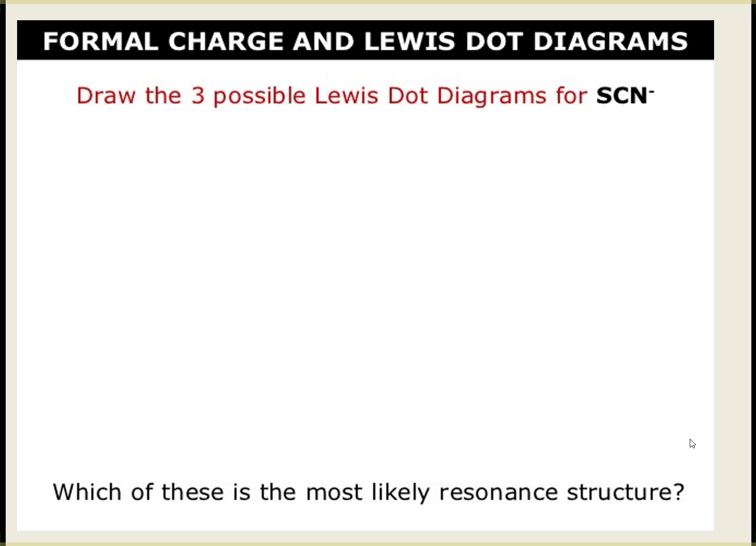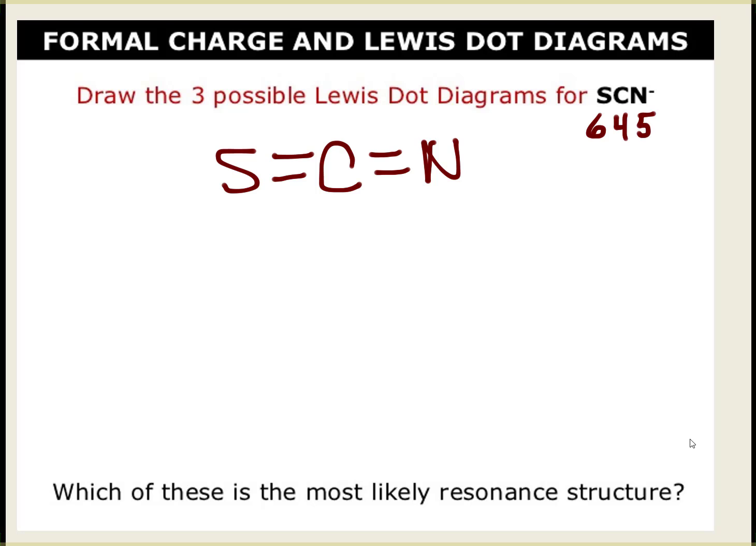Draw the 3 possible Lewis dot diagrams for SCN-. So on this, I know carbon has 4 bonds, so I am going to just split them between the 2 here. And let's make sure we have all our dots. So we have sulfur has 6 valence electrons, carbon has 4, nitrogen has 5, and then this little minus means I have 1 more. So that totals, what, 12, 16.